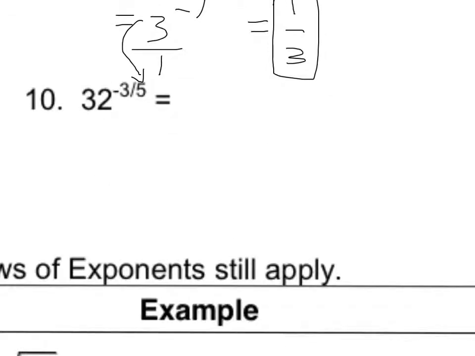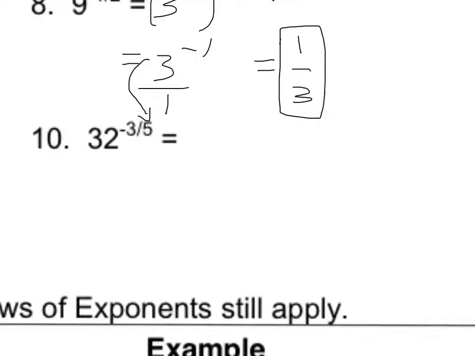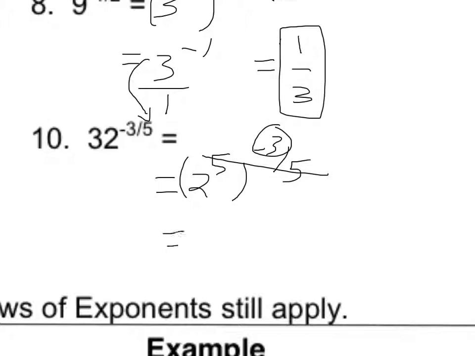Just like in number 8, you want to separate the base from the exponents. So that's 32 and negative 3/5. To start, 32 is equal to 2 to the power of 5. And you're going to multiply that by the negative 3/5. The denominator is going to cancel out the 5, and you're left with the negative 3. So that's going to get simplified to 2 to the power of negative 3.